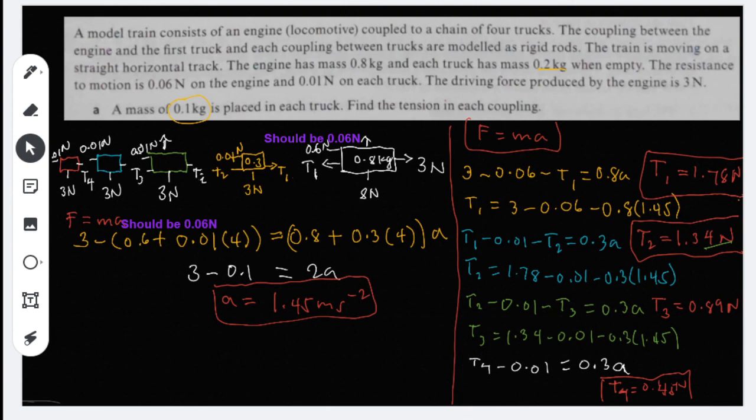So we were able to answer. The tension in each coupling: for the first coupling, we have 1.78 Newton. For the second, we have 1.34 Newton. For the third, we have 0.89 Newton. And for the last, we have 0.45 Newton.